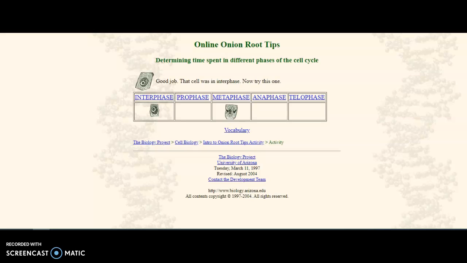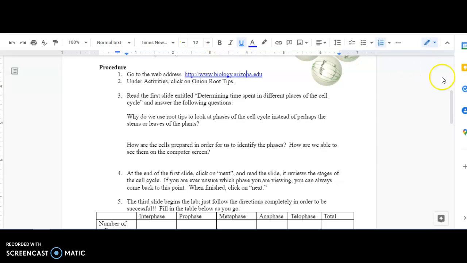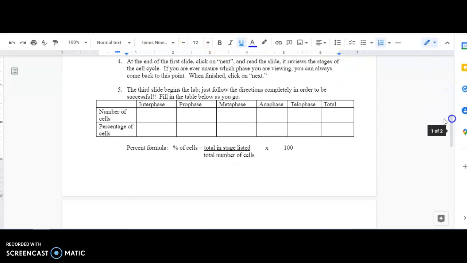And you're going to see all of these cells. There's going to be 36 of them. You're going to go through all 36, identify them, and put them in the correct column. When you are done with all 36, you're then going to count up the number of cells in the column for interphase. And on your paper, you're going to write that number of cells here for interphase.